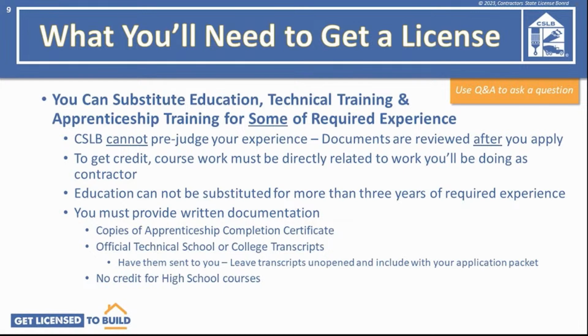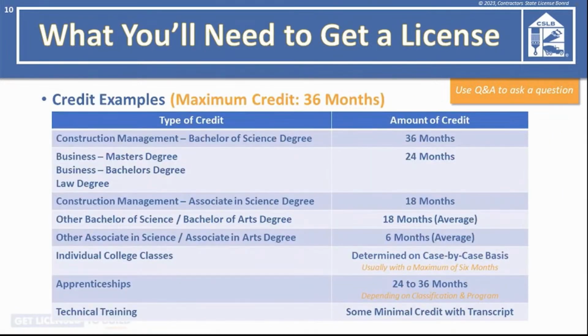Have your transcripts mailed to you. Do not open the envelope, leave it sealed, and include it with your CSLB application packet. Note that high school courses will not earn you any credit towards your contractor's license. If you are looking to get education credit to meet the 4 years or 48 months of experience, you need to get your transcripts first.